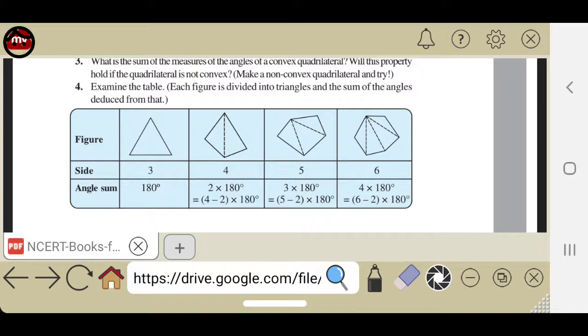Next one is a pentagon, 5 sides. So you can see 3 triangles. So the total sum of angles is 3 into 180. That 3 can be written as 5 minus 2. Then next a hexagon, 6 sides. It divides into 4 triangles. So the total sum of angles is 4 into 180. That is 6 minus 2 into 180. That means to find the total sum of interior angles, we consider its sides: number of sides minus 2, into 180.